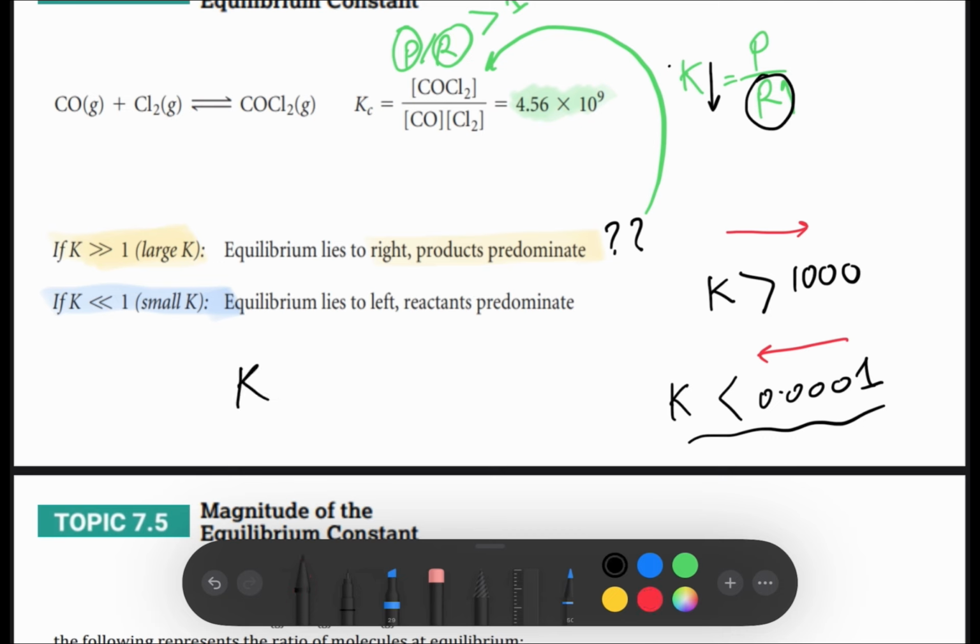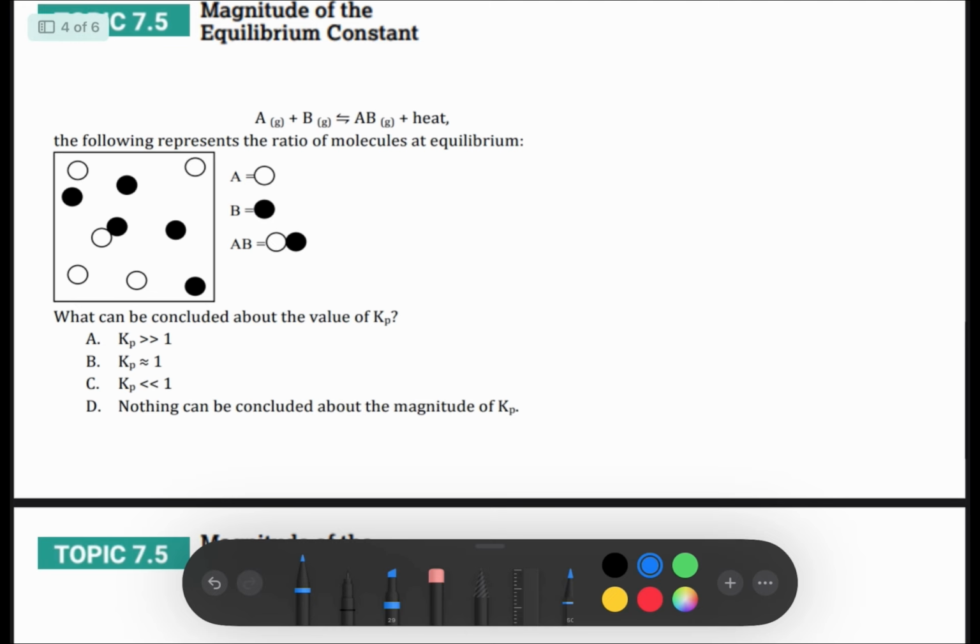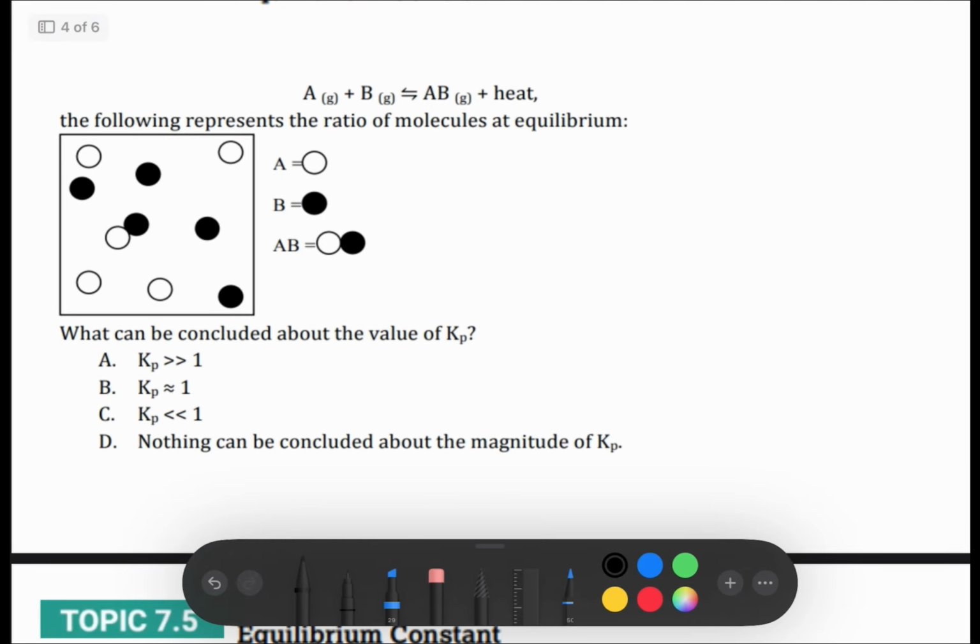What happens if K is equal to 1? It means that the products and reactants are favored equally. So at that point, K is equal to 1. Now let's have a question. Keep in mind this type of AP question likes to count the number of particles. So if you are given a number of particles like this, just remember to count them.